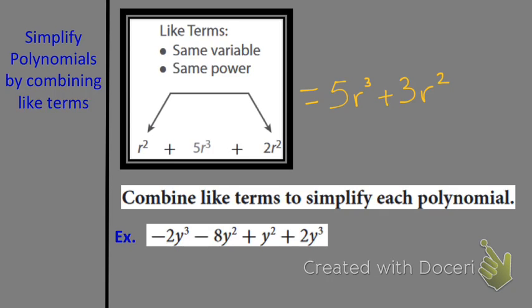For combining like terms to simplify each polynomial, the example down there, let's look, and we're going to find the like terms. We have negative 2y to the third and plus 2y to the third. And they're going to cancel each other out. Then we have a negative 8y squared plus y squared. And when you combine them, you would get negative 7y squared. So when you simplify this polynomial, it would simplify to negative 7y squared when you combine like terms.